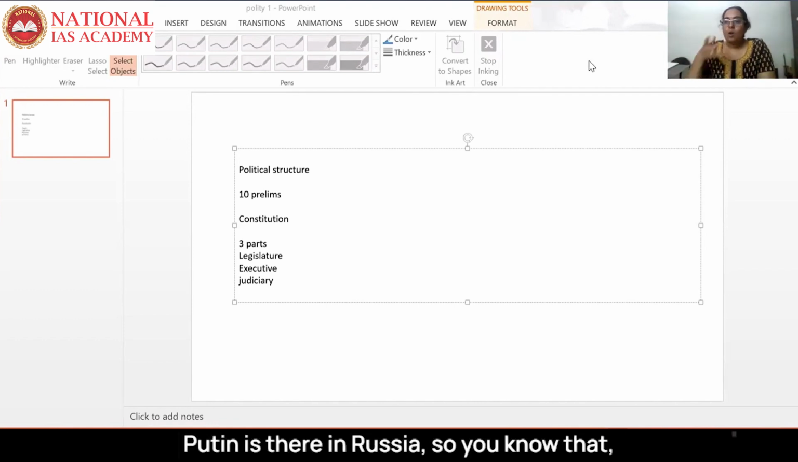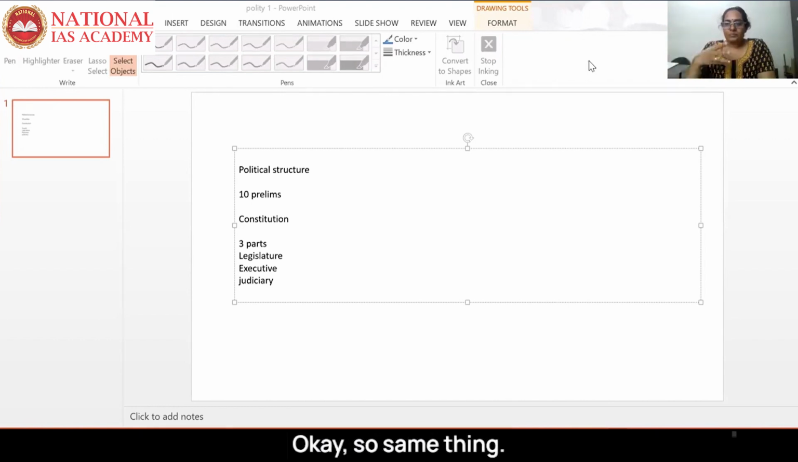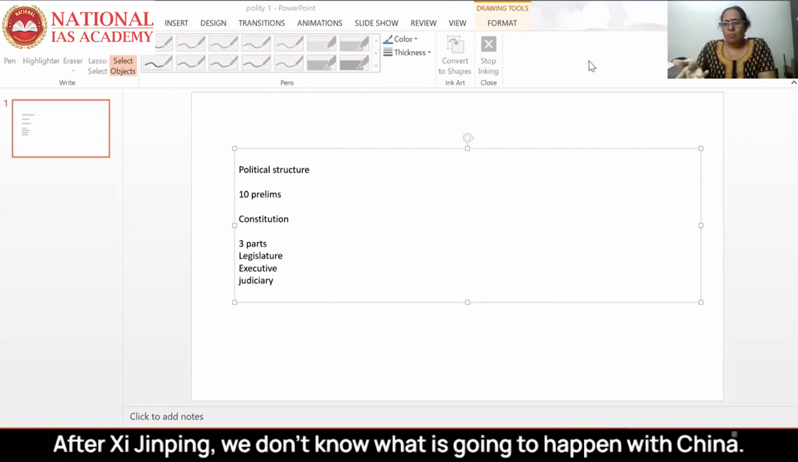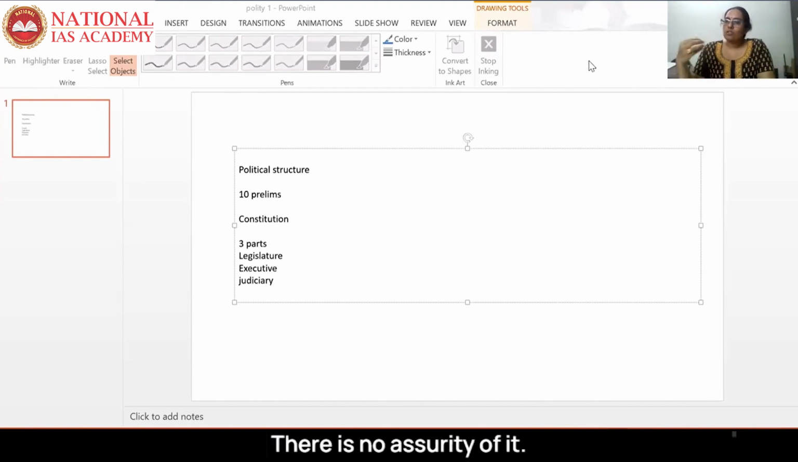We don't want that. Putin is there in Russia, so you know that Russia is functioning very well. But after Putin, you don't know what is going to happen with Russia. Same thing: after Xi Jinping, we don't know what is going to happen with China. After Kim, you don't know what is going to happen with Korea. There is no assurance of it.